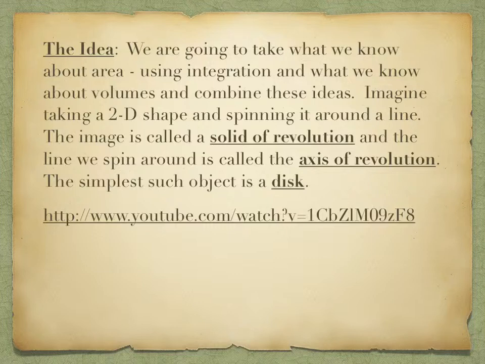Okay, and so it may be vertical or it may be horizontal. We're not going to work with anything that's diagonal, just verticals and horizontals. And the simplest such object is a disk. And this is the idea of what we're doing.